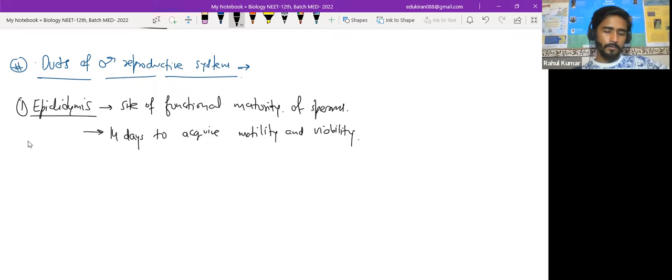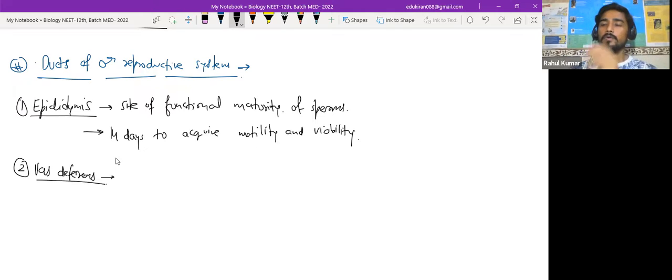Now let's come to Vas Deferens. Second duct after epididymis is Vas Deferens. Now you have to again think about when sperms are stored in Vas Deferens. There are two functions that Vas Deferens plays. One is it acts as a mediator. It transfers the sperms from epididymis into the ejaculatory duct or the urethra. And second, it keeps the sperm stored if there is no urge of ejaculation at that time. But there is a limit to that storage.